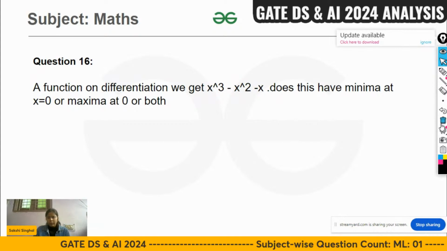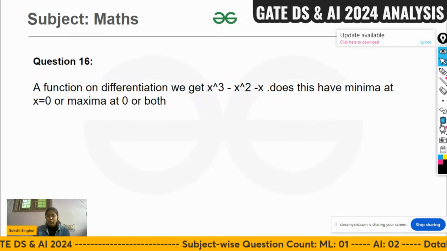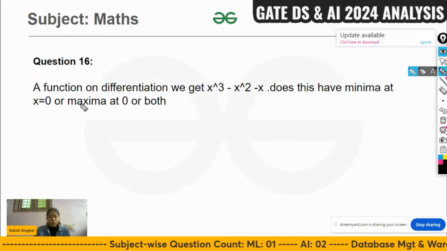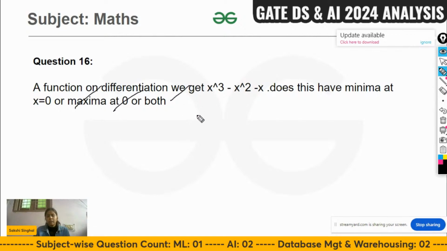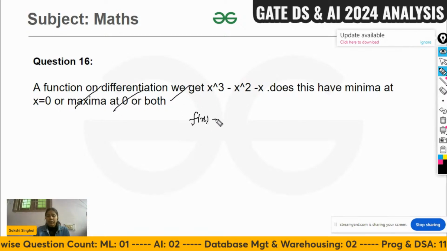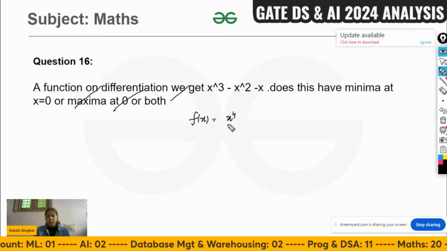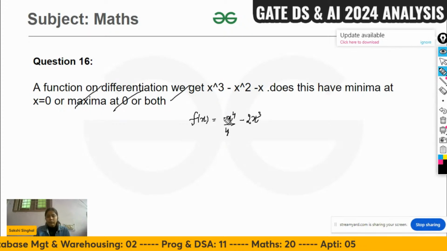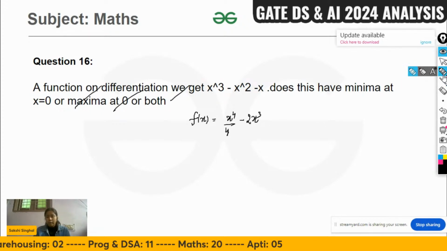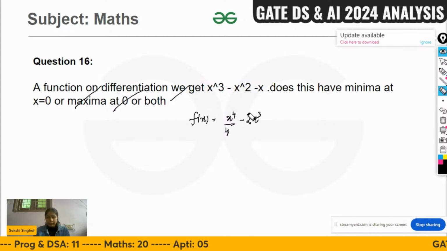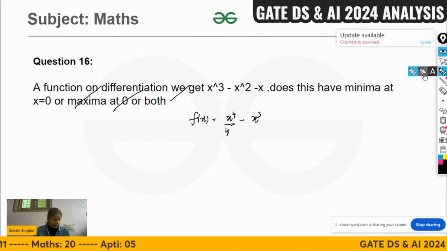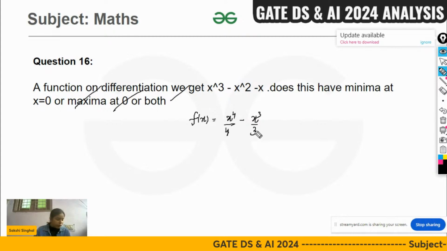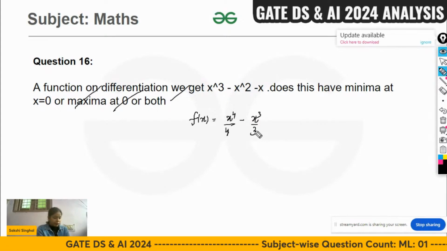A function on differentiable. Guys, this is not a question. As I get from the student, let me tell you what was the question. The question was that f(x) is equal to x to the power 4 by 4 minus x cube. Yeah, just a minute. No problem, Jignesh. Let's check another question if you got that correct or not.